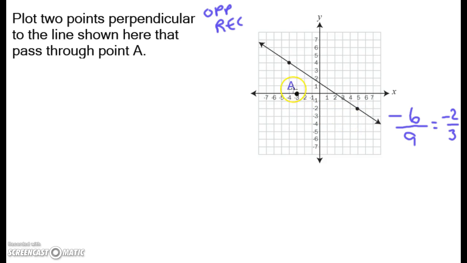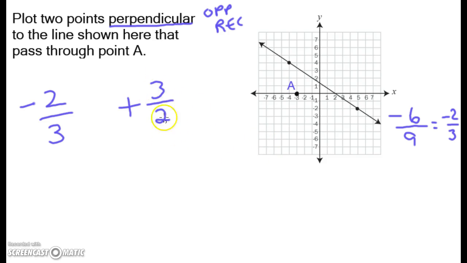What would need to be the slope of the line that goes through A so that they can be perpendicular? Well, it needs to be the opposite reciprocal. So if I'm looking at negative 2 over 3, if this is negative, the opposite reciprocal will need to be positive. And if this is 2 over 3, this will need to be flipped upside down and it will need to be 3 over 2. So this is going to be the slope that I need to go through point A.